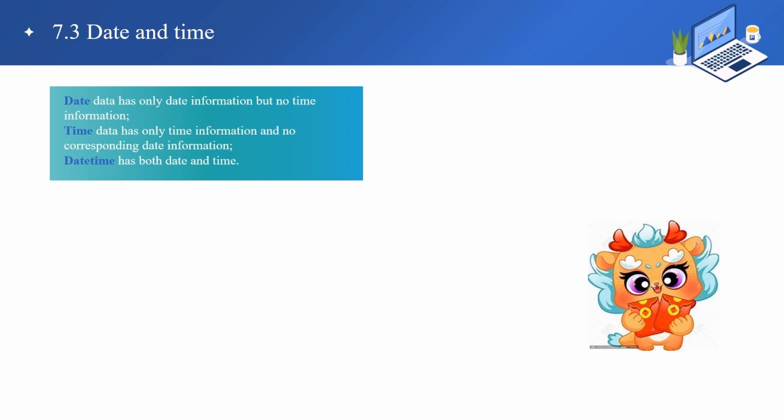SPL has three data types: date, time, and date time. Date data has only date information but no time information. Time data has only time information and no corresponding date information. Date time has both date and time, which is equivalent to a certain moment.